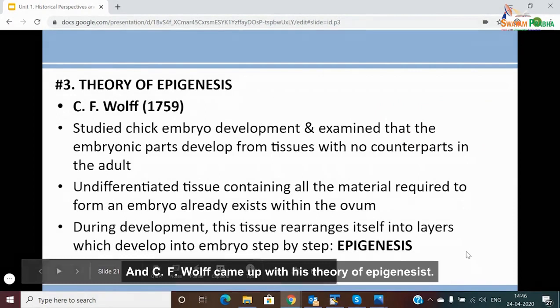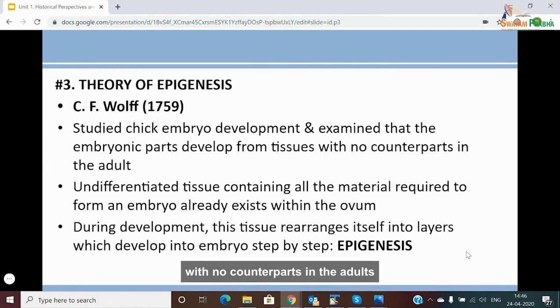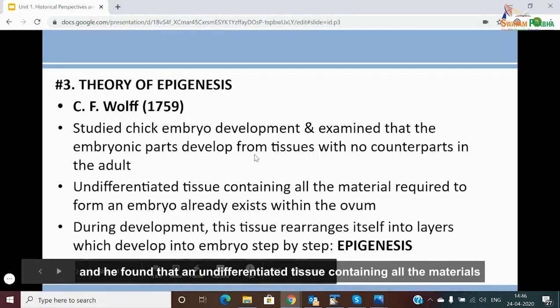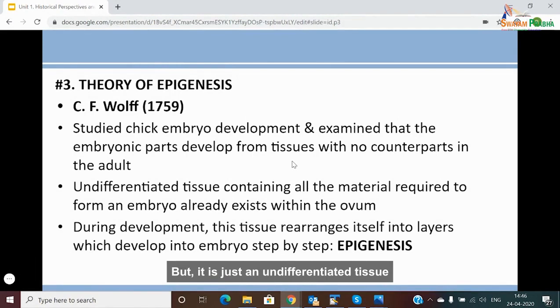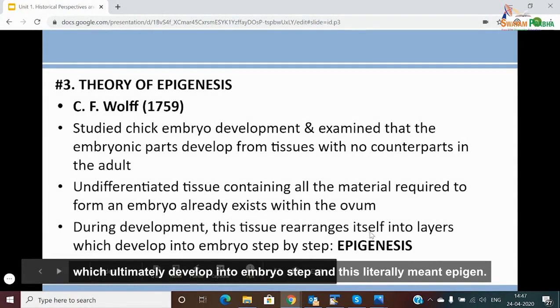Wolff studied chick embryo development, and he observed that the embryonic parts develop from tissues with no counterparts in the adults. And he found that an undifferentiated tissue containing all the material required to form an embryo already exists within an ovum, but it is just an undifferentiated tissue and not a complete organism already formed, as the earlier theory of preformation stated. He also stated that during development, this tissue rearranges itself, not unfolds, but rearranges itself into layers, which ultimately develop into the embryo stem. And this literally meant epigenesis.